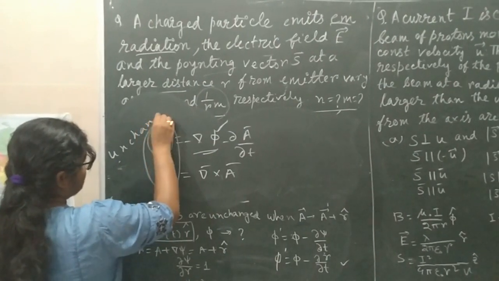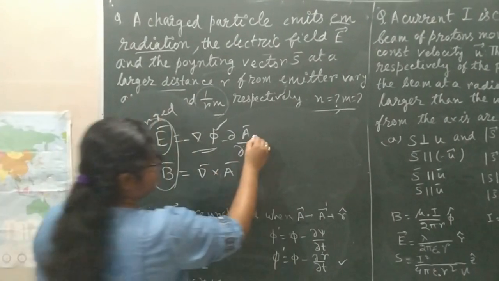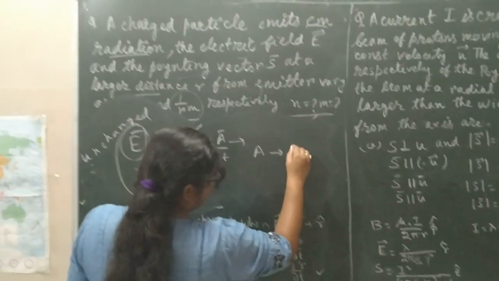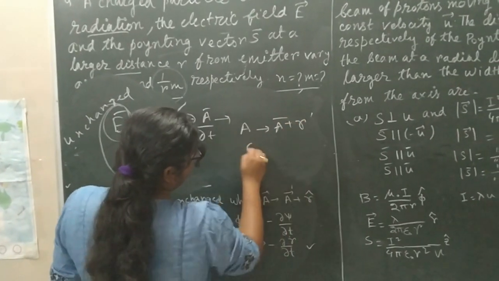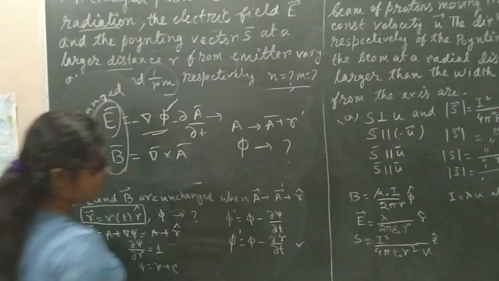So if you change this A vector from A to A plus r cap, what will be the change of phi? That is our question.